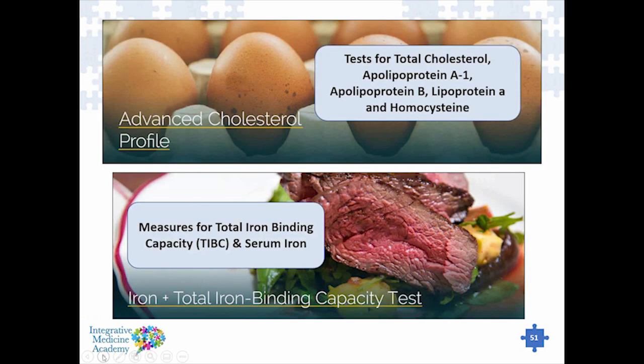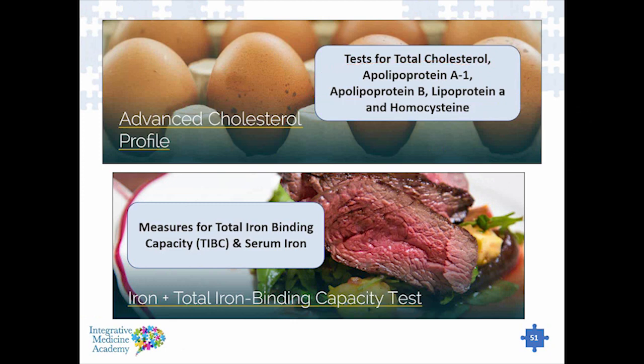A couple things you can consider from Great Plains Lab as far as some additional testing they have is to do their advanced cholesterol profile. They look at total cholesterol. They also look at these other lipoproteins, A1, B, lipoprotein A, which are associated with transportation of fat or different fats throughout the body. This is a blood test, by the way, the advanced cholesterol panel.